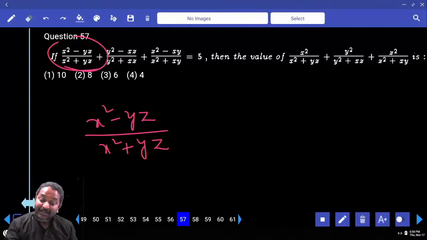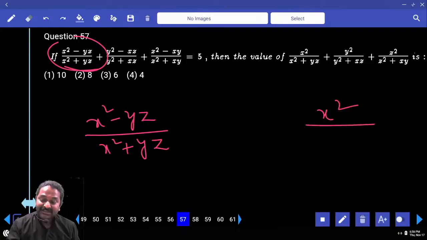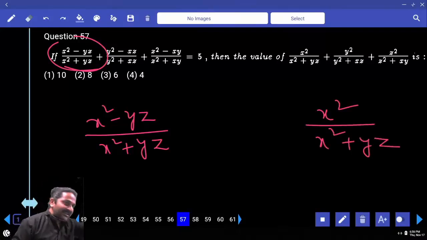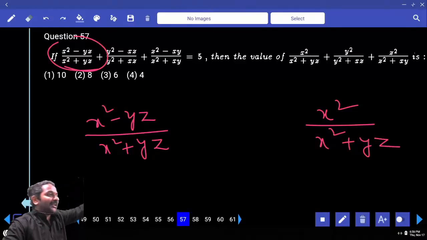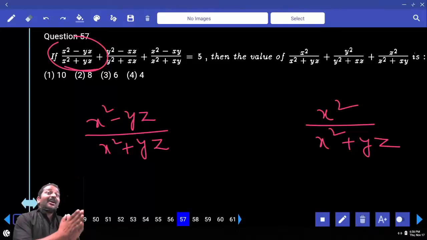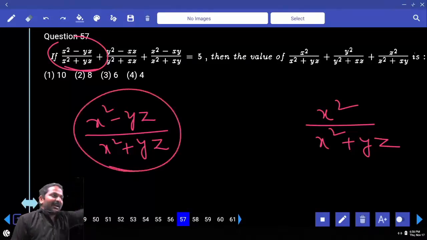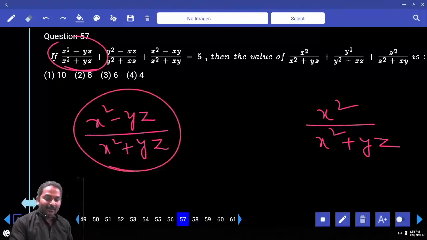In the question we are supposed to get x square by x square plus yz. Denominators are constant, they are the same. What is the change in the numerator? That is the yz value, right? yz got eliminated. So using this, do something and try to eliminate yz. Plus?